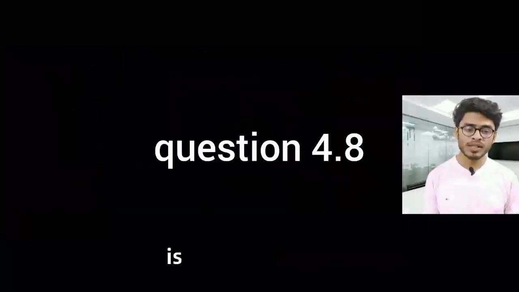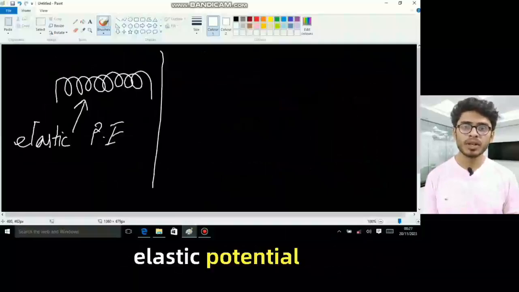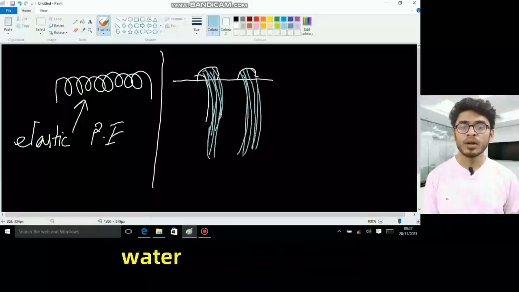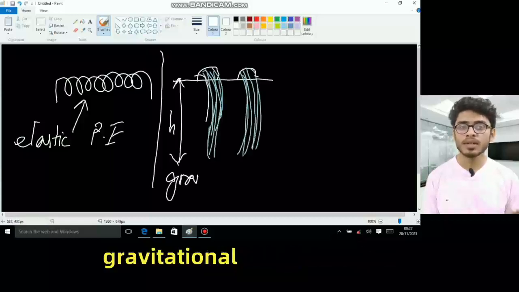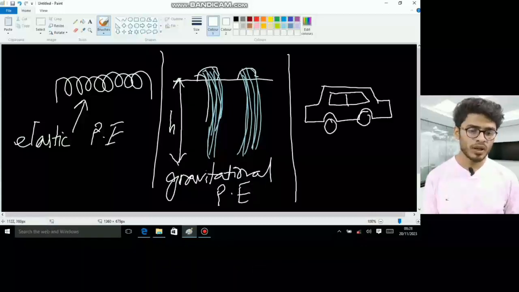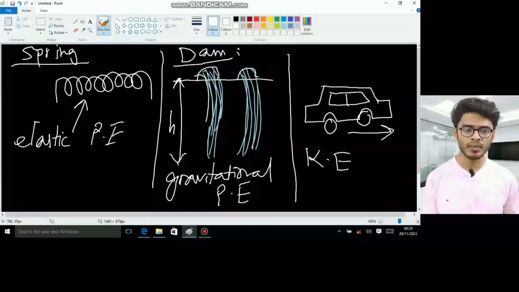What sort of energy is in the following? Compressed spring has elastic potential energy. Water in a high dam. Water in a high dam has gravitational potential energy. A moving car. A moving car has kinetic energy.